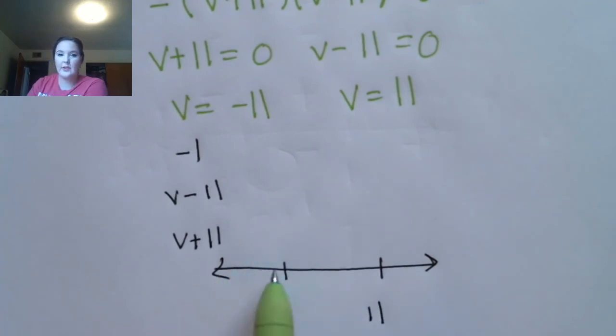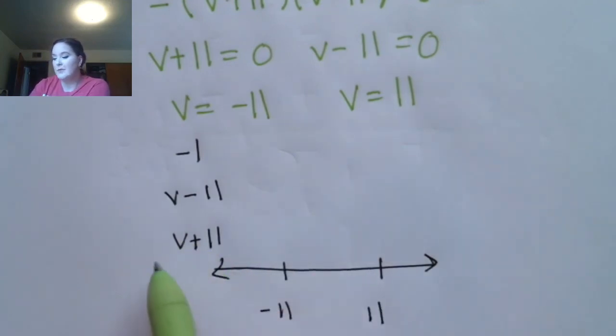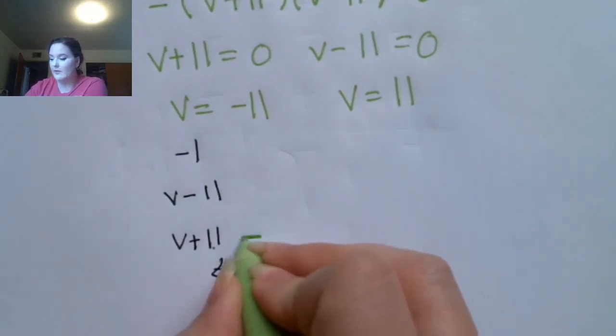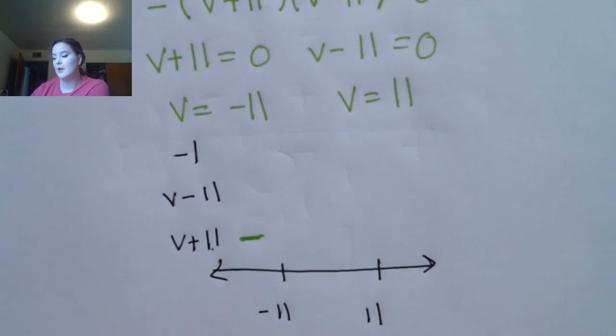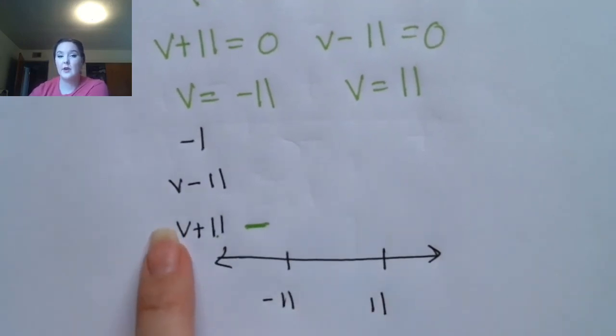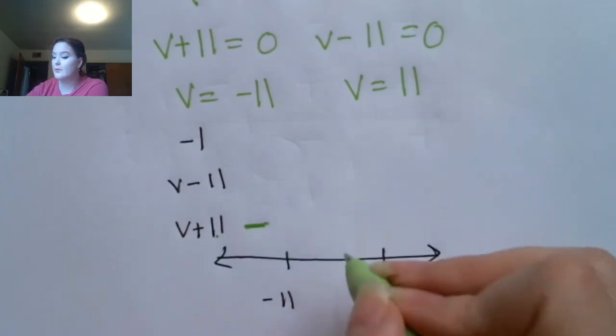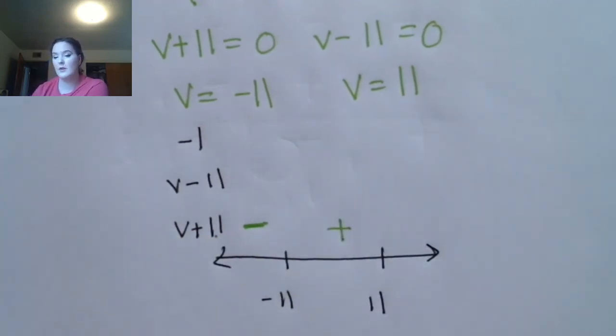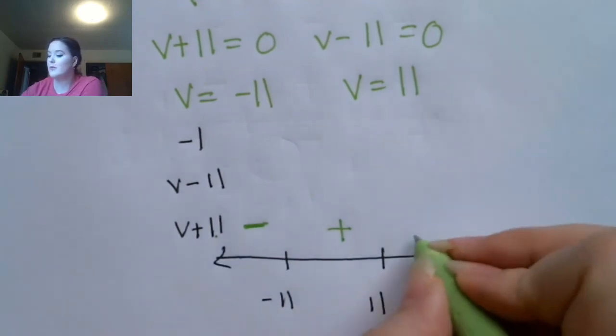So let's test some points. We'll test something over here. Okay. So what about like negative 20? Negative 20 plus 11 is negative 9. So that's going to be negative. Okay. Test something in between these 2 points. Something like 0. 0 plus 11 is 11, which is positive. Okay. And then test something over here. Something like 12. 12 plus 11 is 23, which is positive.